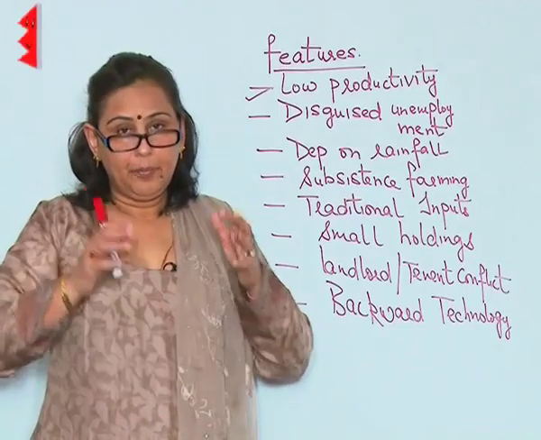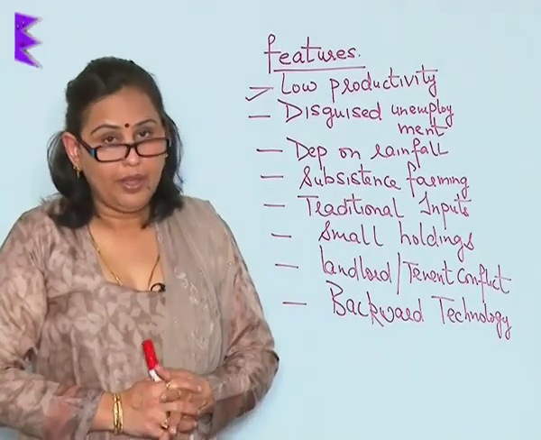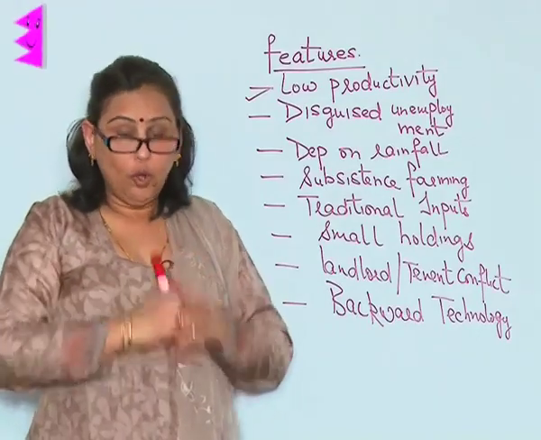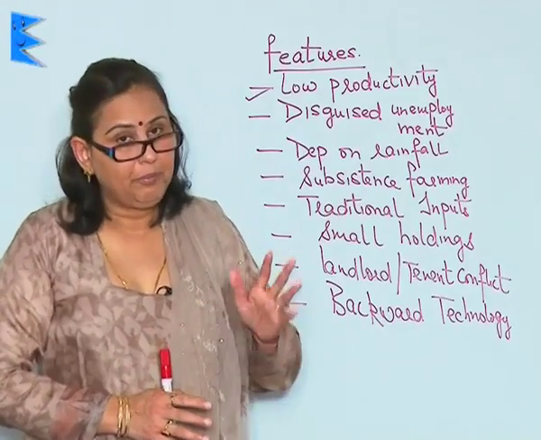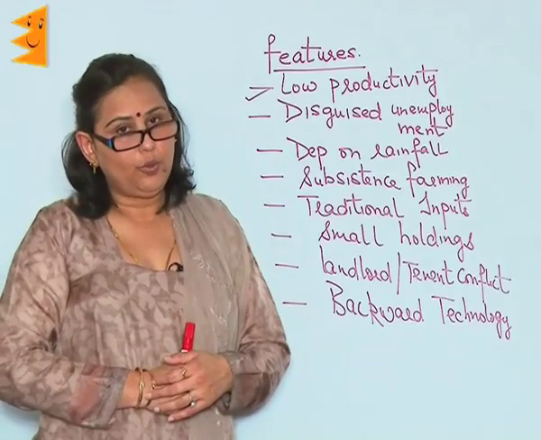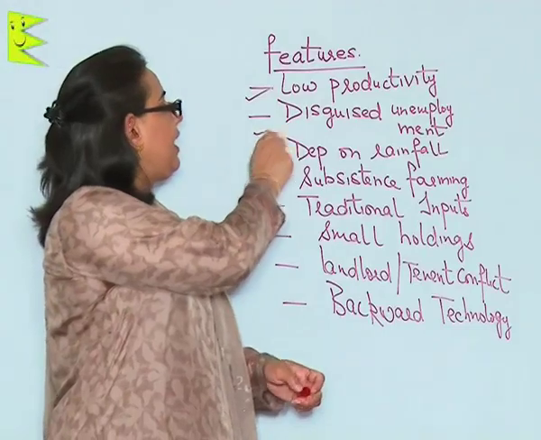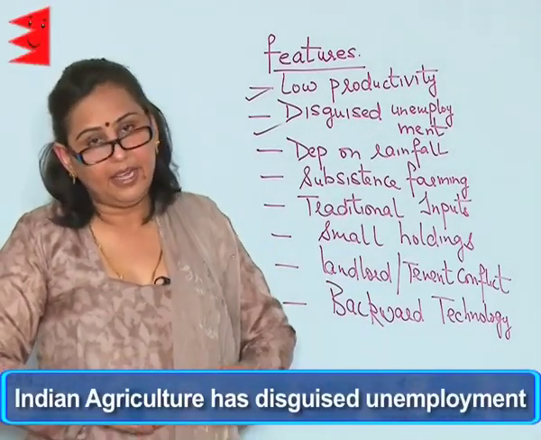That is, the productivity per hectare is still very low compared to other countries of the world, though it has increased by a great margin from earlier times. But still, there is a long way to go. The second feature of Indian agriculture is that it has disguised unemployment.